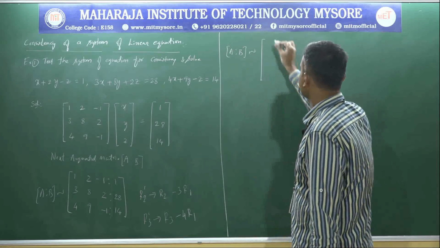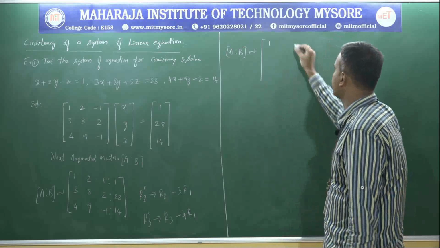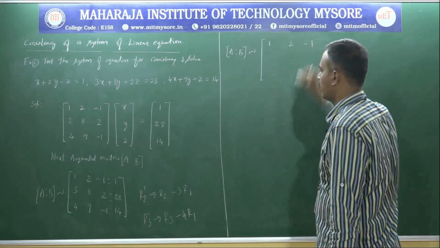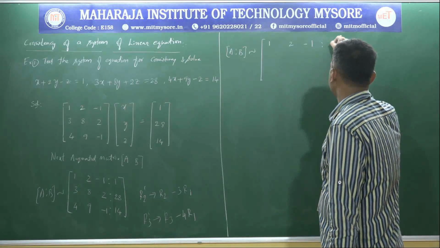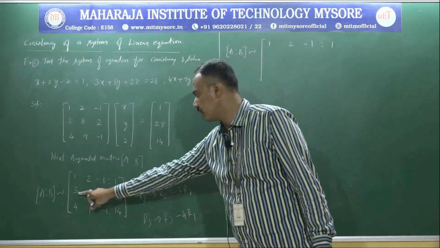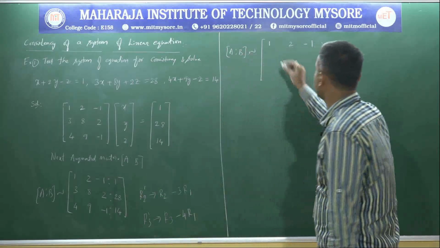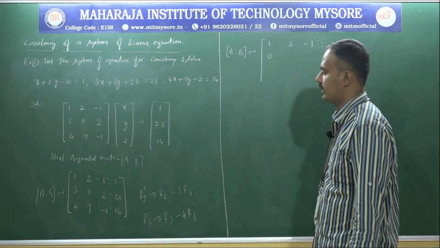First row has no changes, the same as it is: the elements are 1, 2, minus 1, along with 1. Next, row 2: 3 minus 3 times R1, which gives 0 here.